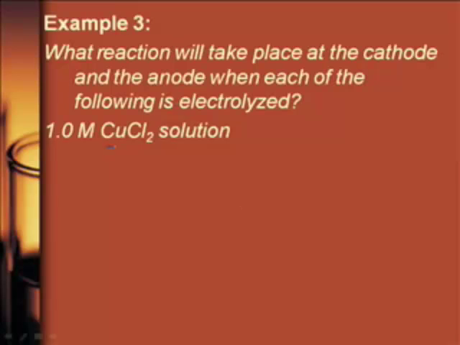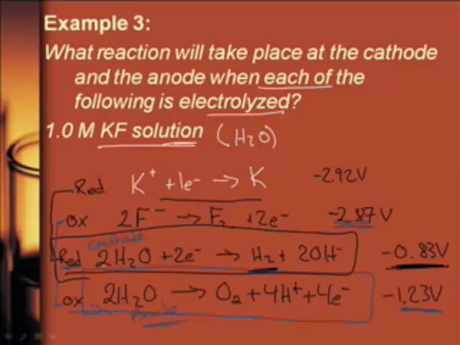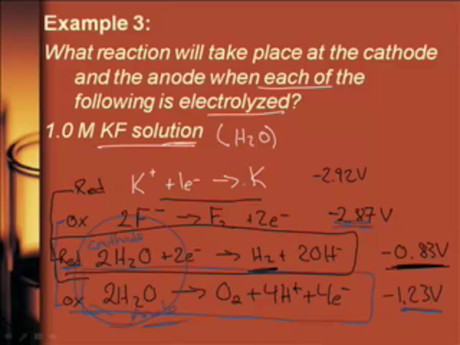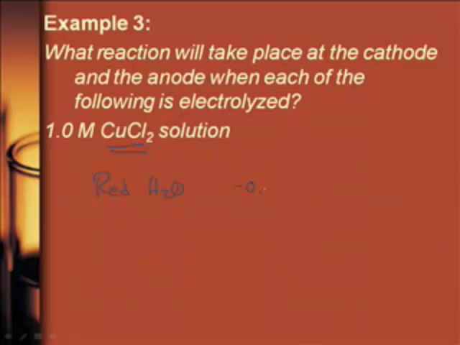Now, a similar kind of thing: what about copper chloride? Since it's a solution, we're using the same 2 water reactions. I'm going to abbreviate. The reduction of water is negative 0.83, and the oxidation of water is negative 1.23 volts. My other option is the copper 2 positive, because it's CuCl2, can go to copper plus 2 electrons.